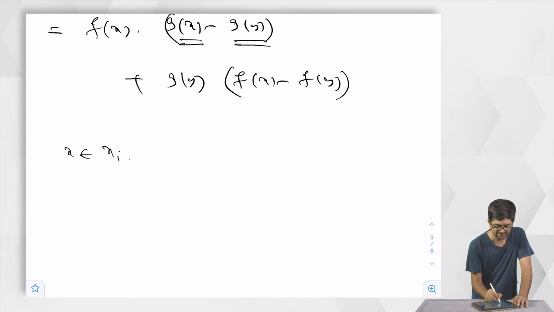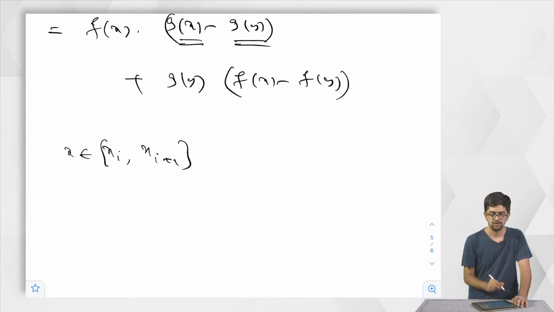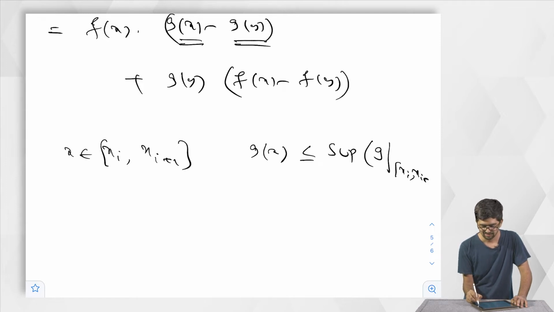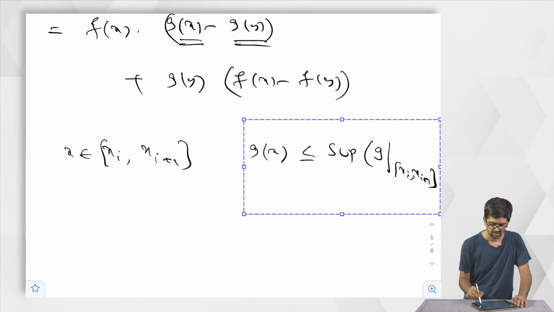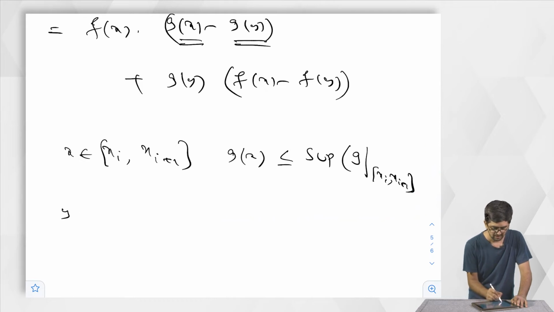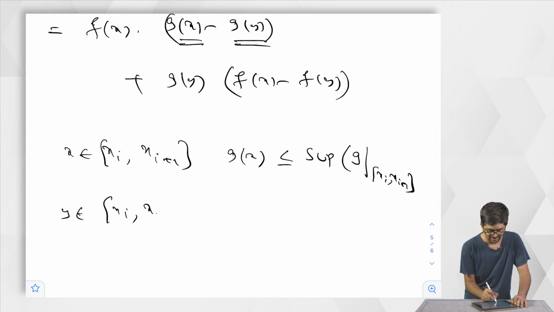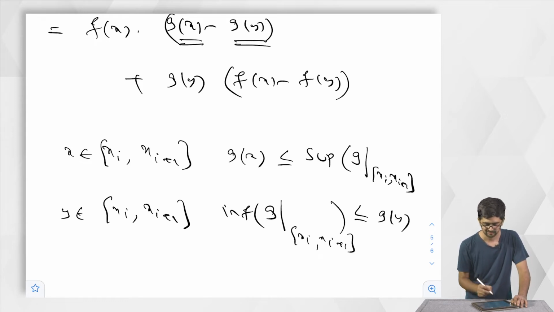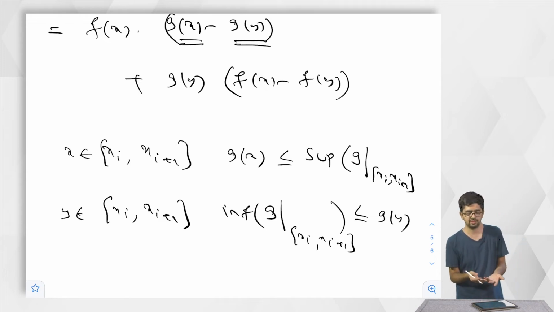x belongs to x_{i+1}. So g(x) is less than or equal to the supremum of g restricted to x_{i+1}. This much is clear at least. Similarly, y belongs to x_{i+1}. So the infimum of g restricted to x_{i+1} is less than or equal to g(y). I am just writing the definition of what is supremum, what is infimum.